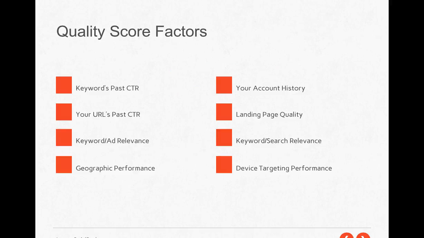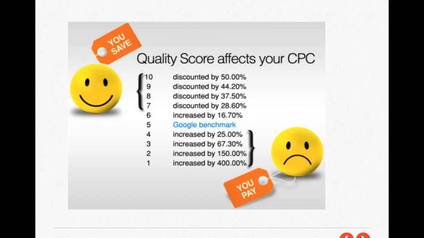Some other factors that go into quality score: keyword's past click-through rate, your URL's past click-through rate, keyword and ad relevance, like I mentioned. Geographic performance. So if your ad is performing better in the United States than it is in the UK, but you're targeting the entire world, you might want to look at the geographic targeting for opportunities to improve that ad rank. Your account history, and there's a bunch of other factors that go into it, but again, there's not really a specific weight that goes into each. But once you start getting into AdWords, and once we start going into these live walkthroughs in a live account, you'll see how easy it is to adjust your quality score. And at the end of the day, it's really about relevance.